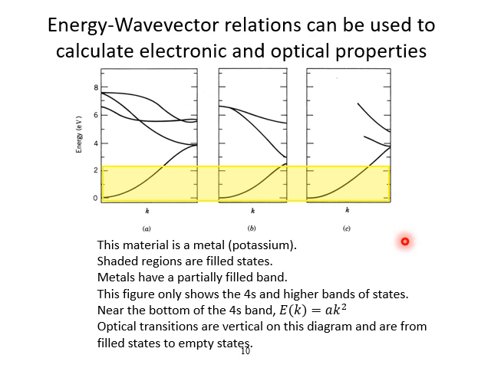So there's a lot of information in plots like this. There's our vertical transition for an optical excitation in the material. Light comes in, photon is annihilated, transfers energy to the electron with very little momentum transfer.